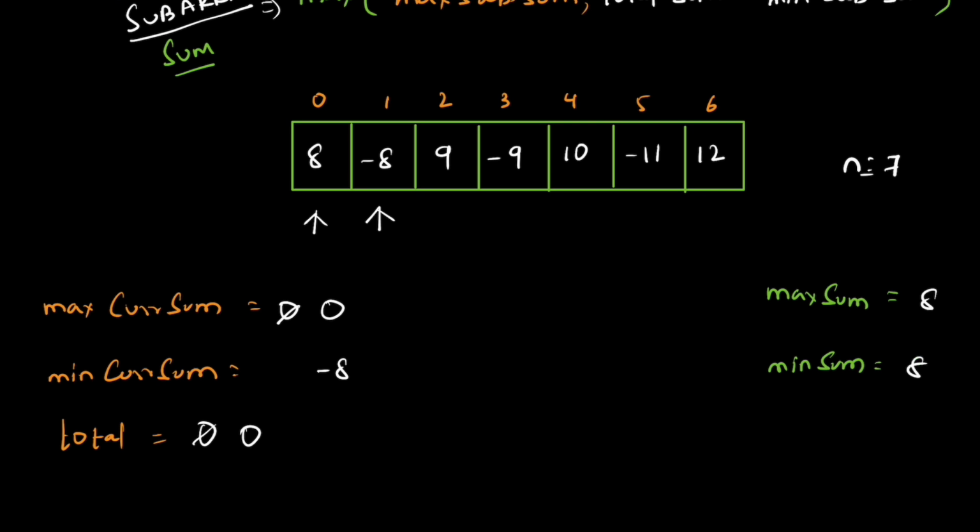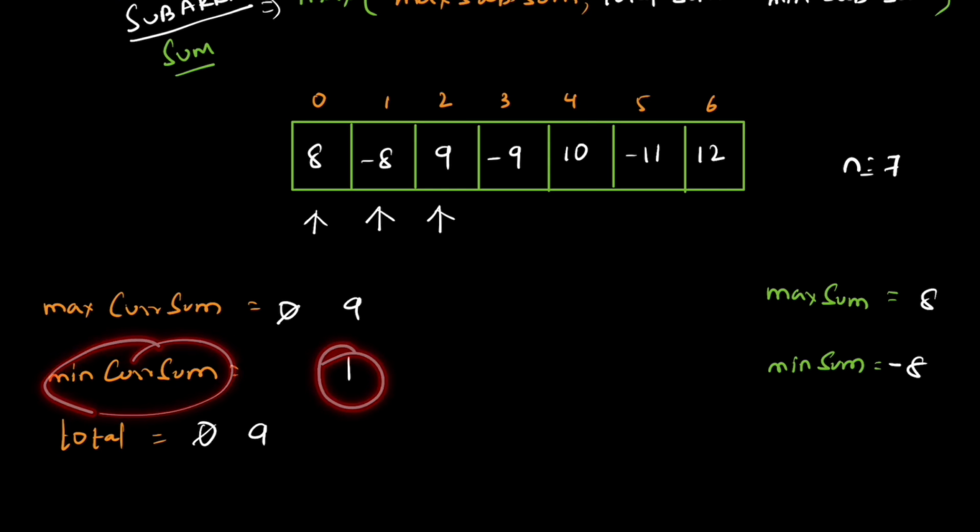Okay. Now at index 2, the element is 9. So we'll add 9 to the total. So the total will become 9 now. Okay. And similarly for current maximum sum, it will be 9. And for current minimum sum, it will be -8 plus 9, which is 1. Okay. So the current minimum sum will be 1. Now we'll check whether current maximum sum is greater than maximum sum. Yes, right. So we'll update it to 9. Now we'll check whether 1 is less than -8. No. So we'll not update the minimum sum. But the current minimum sum became greater than 0. So we need to reset it to 0, right? So reset it to 0.